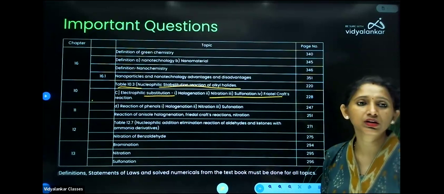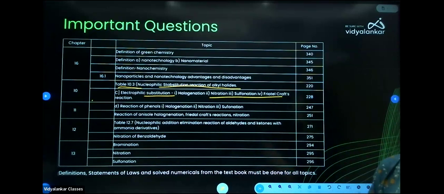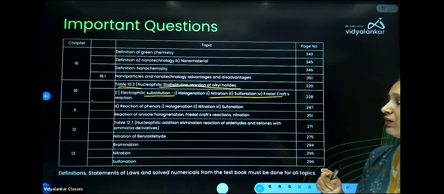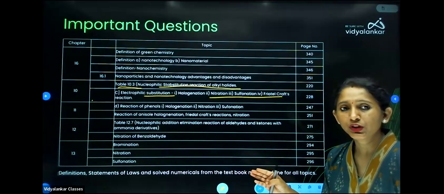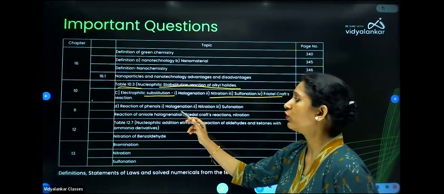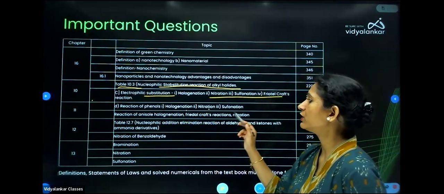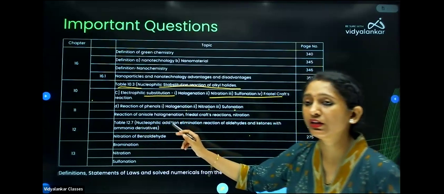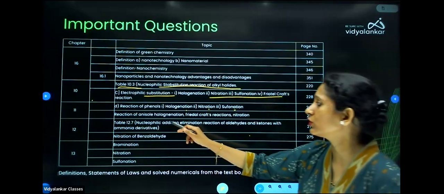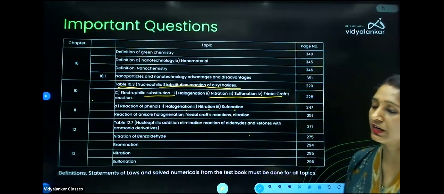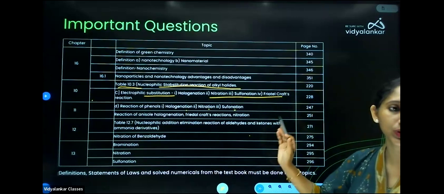Then let us go with chapter number 11, alcohols, phenols, and ethers. Again, as I said, do not skip electrophilic substitution reactions. For the reactions of phenol, you are given halogenation, nitration, and sulfonation. And then all the reactions of anisole, again the electrophilic substitution: halogenation, Friedel-Crafts alkylation, acylation, and nitration. At least do this.